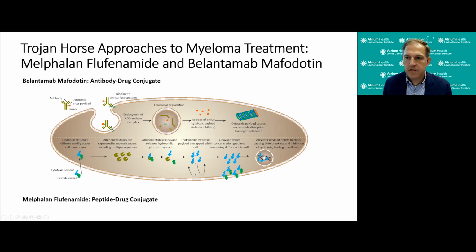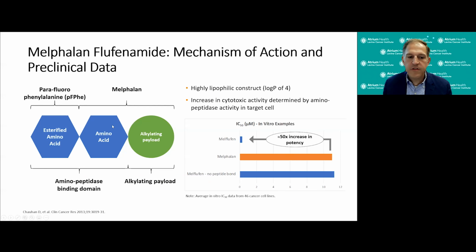So melphalan, just like any other alkylating agent, then enters the nucleus of the myeloma cell, where it binds DNA and damages DNA, which leads to cell death downstream. So on the left here, I just have a cartoon of the Flufenamide structure. Again, there's a small peptide that's linked to melphalan.